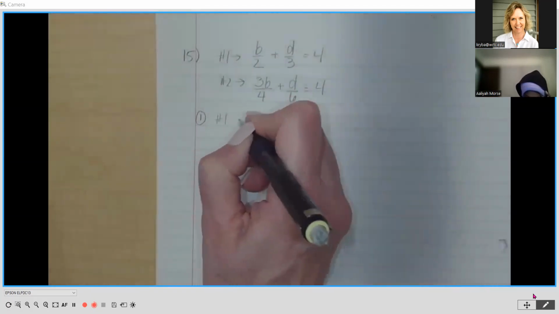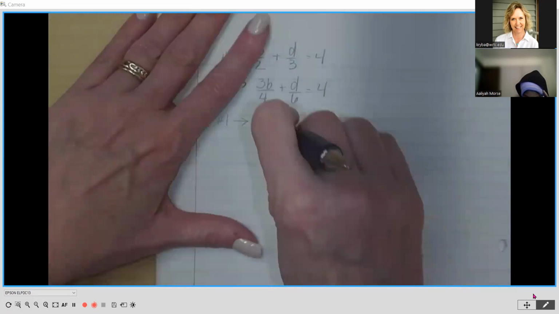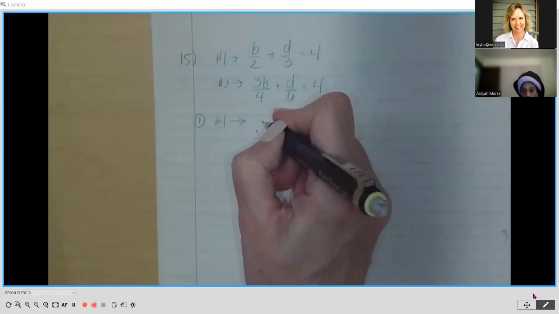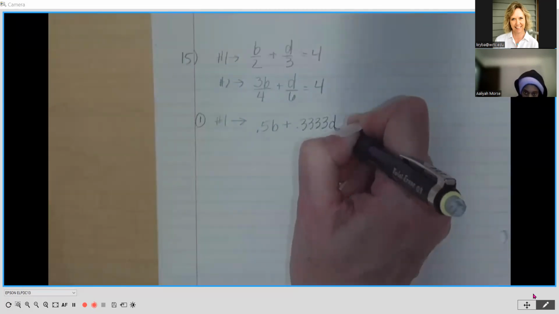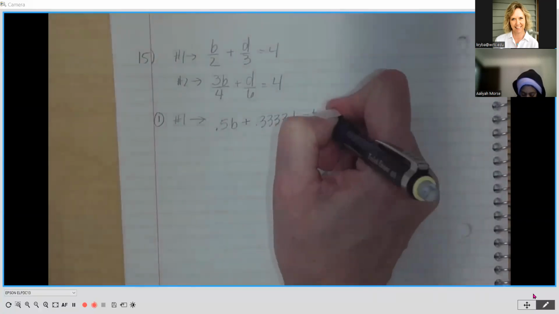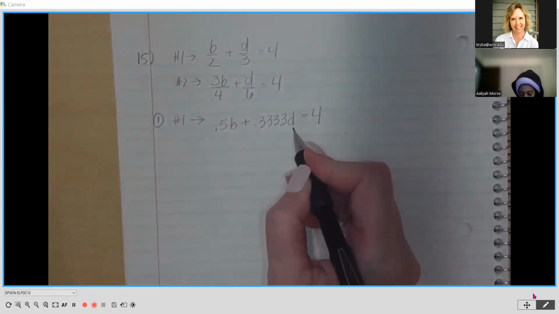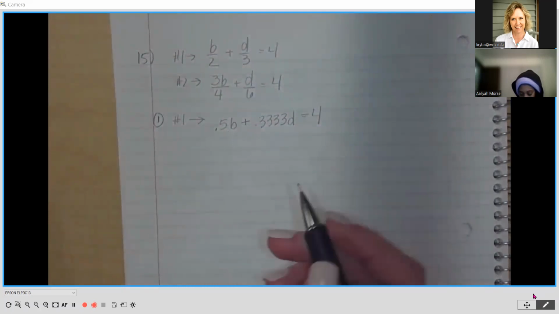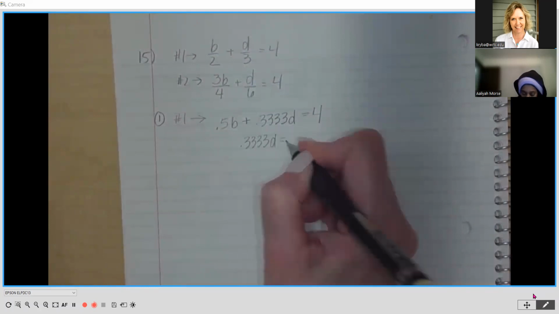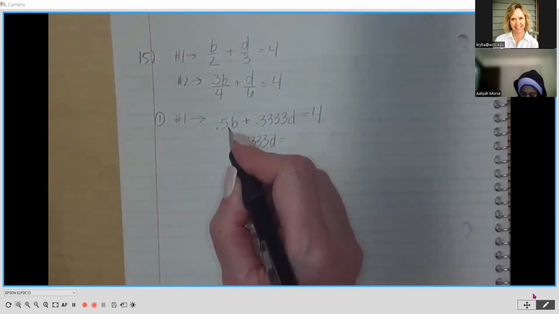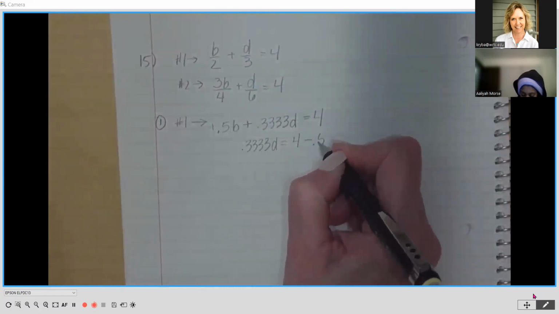So we're going to do number 1 here. I'm going to start by just writing it out in the form that we have here, and I'm going to actually convert to decimals right away. So this is going to be 0.5b plus 0.3333d, right? Because 1/3 is equal to 4. So solving for D, I want to get D by itself. I'm going to subtract on both sides the 0.5b. So I'm going to be left with 0.3333d equal to, if 0.5 is positive over here, I need to subtract it on the other side, right? So 4 minus 0.5b.